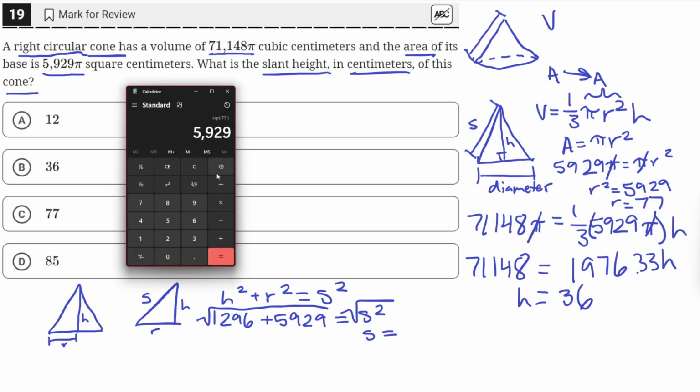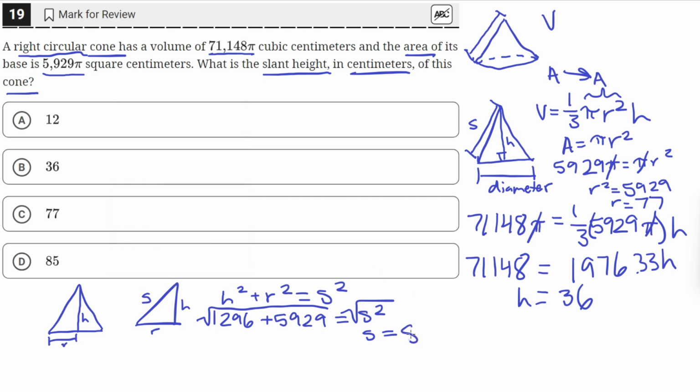So if we add 5,929 with 1,296, we get 7,225, and if you take the square root of that, we get 85. So the slant height, the length of this side of the cone from the base to the tip, is equal to 85.